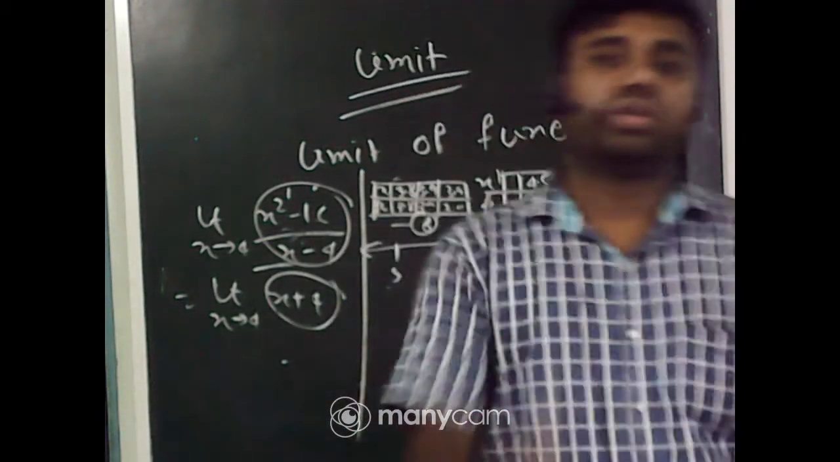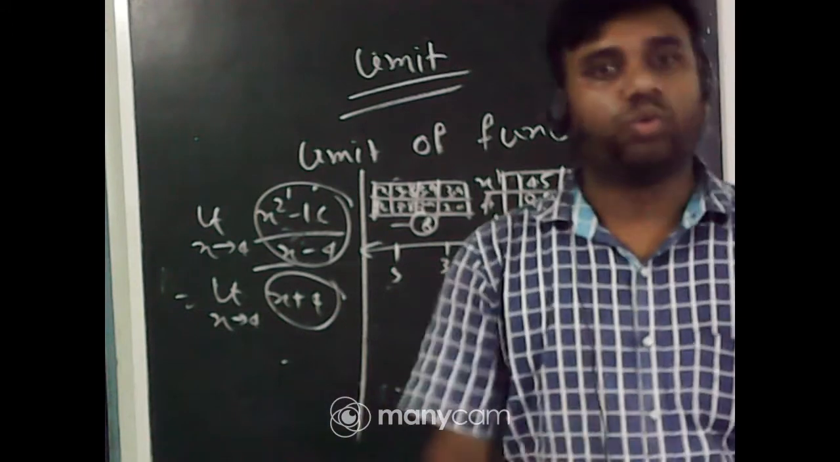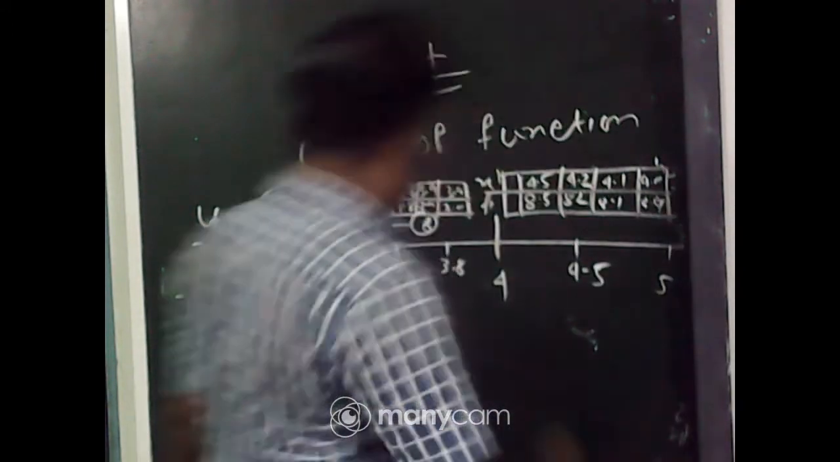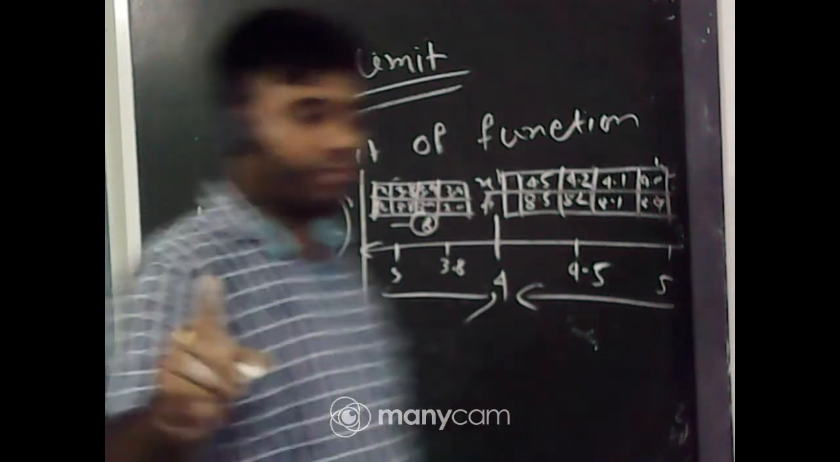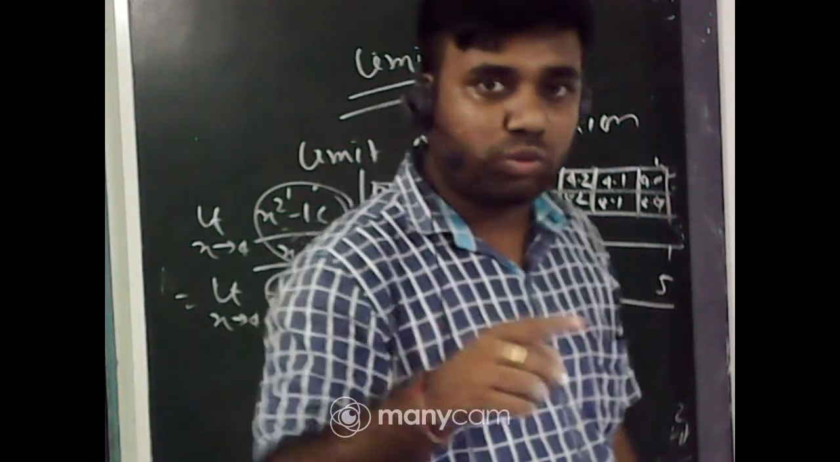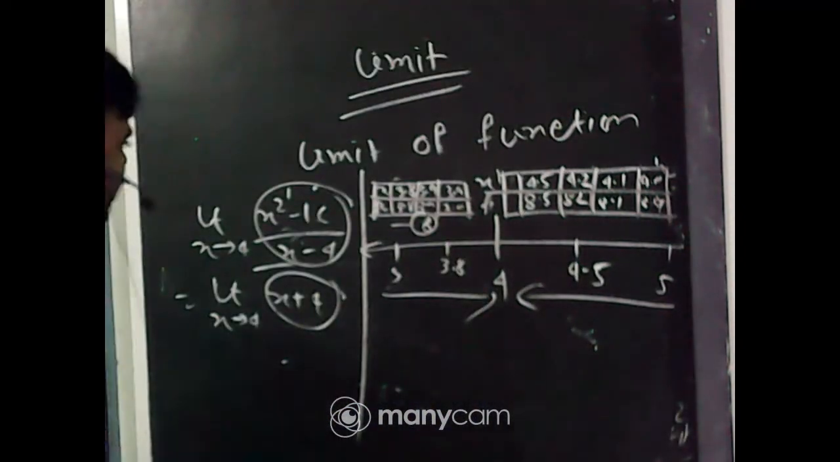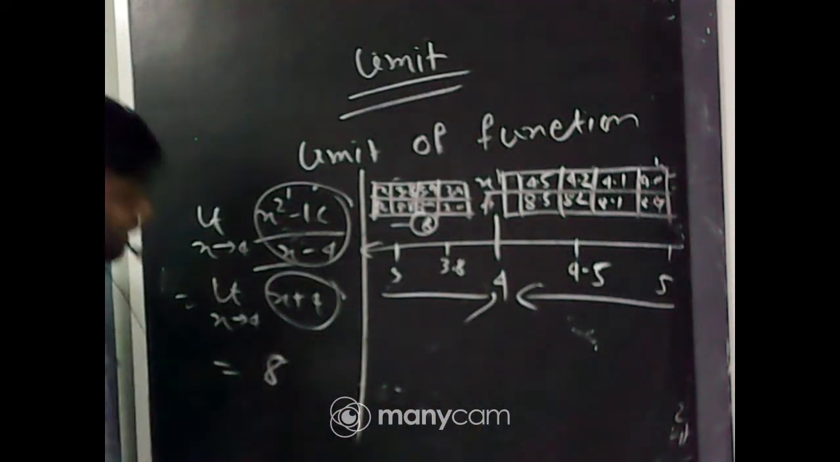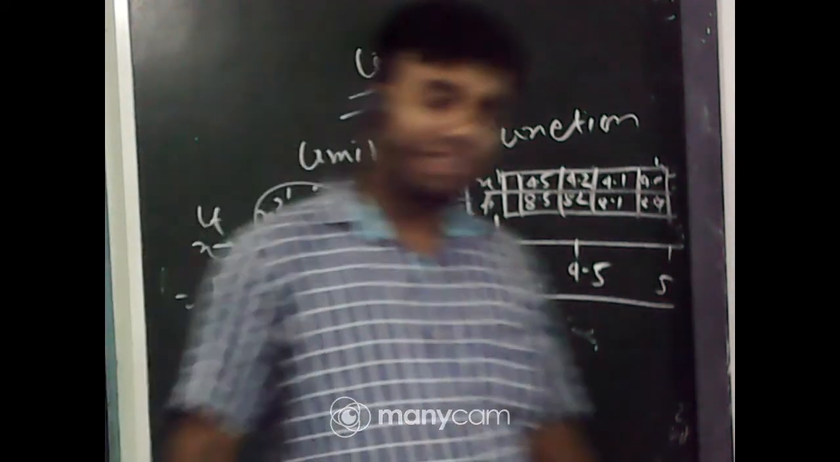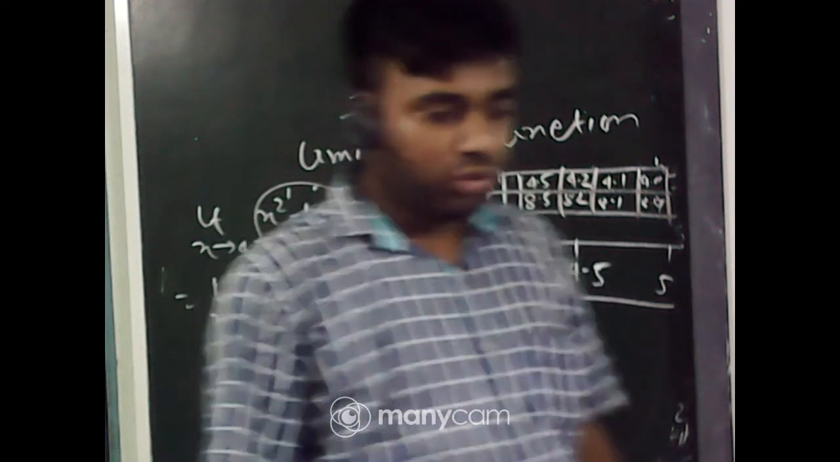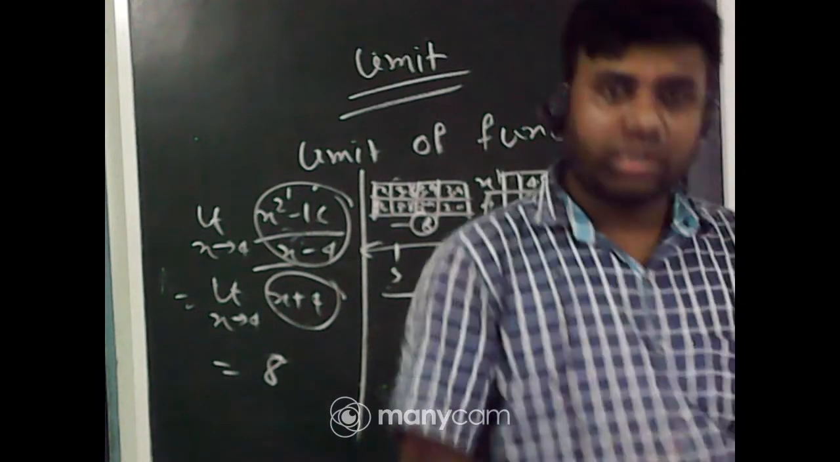So from the left hand side and right hand side, both the values of the function are tending towards 8. So the limit value of this function is 8, and since the left hand limit and right hand limit are both equal, the limit exists. I have discussed it in this way.